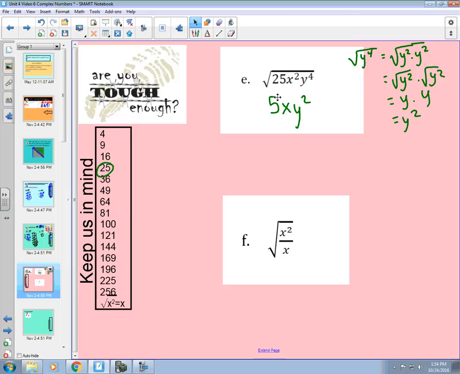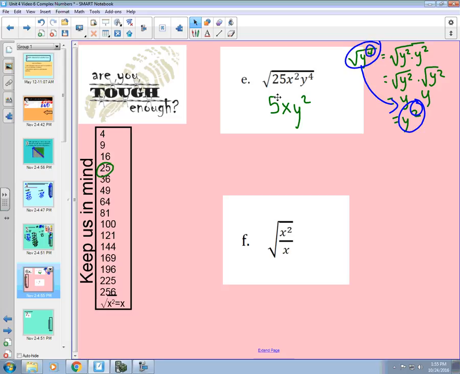Now, is there a quicker way of getting from here to here? Yeah, when you're doing this, a quick cheat method is to take the power and just divide it by 2. If you take the power and divide by 2, you get the same thing there. So that's a quicker way of getting to that when you're doing it with variables.